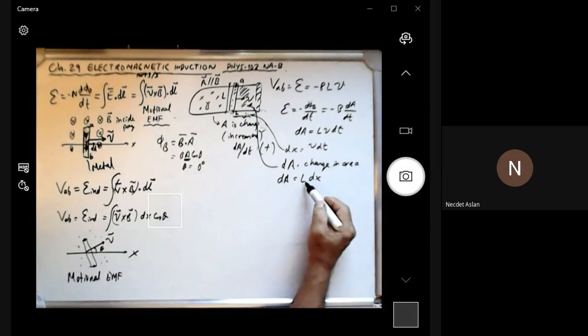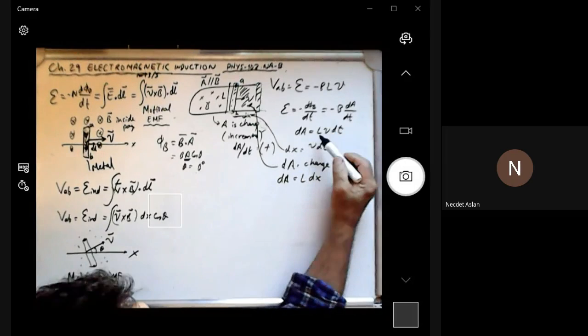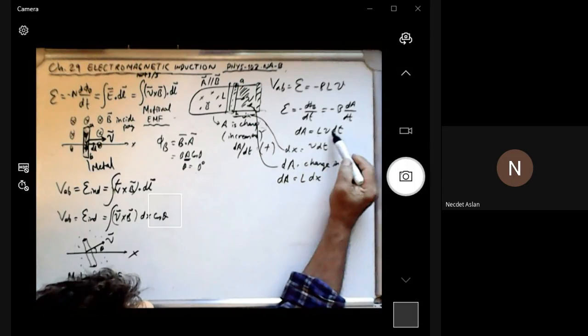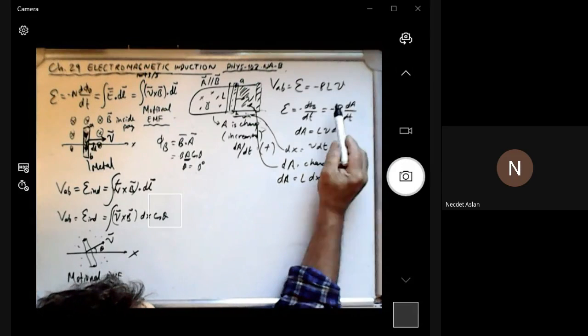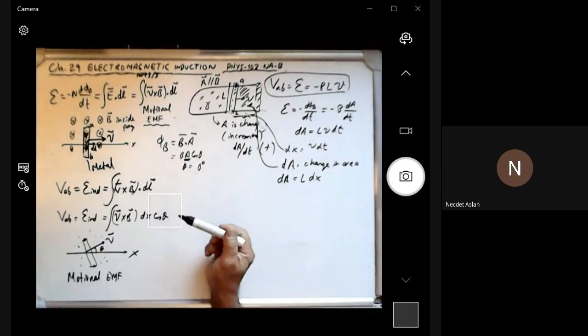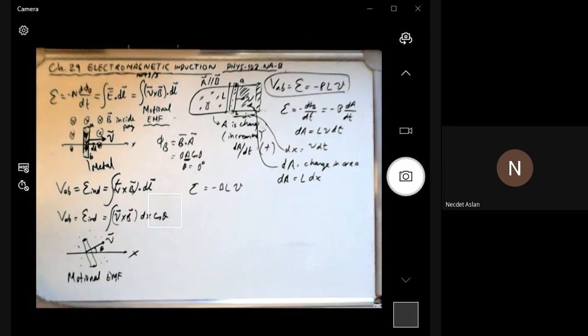So we insert this expression here, so that when we have dA, which is equal to LV dt, the dt's will cancel, we get just LV, and this is the expression that we have. Exactly. So epsilon will be just minus dLV. This is the thing that we had derived earlier. But now I will look at this problem from a different perspective, okay?